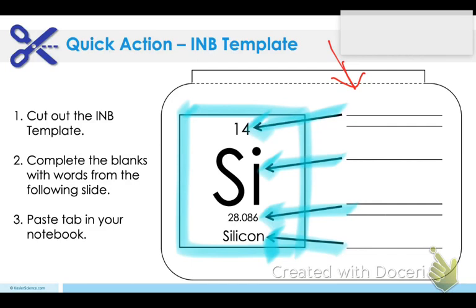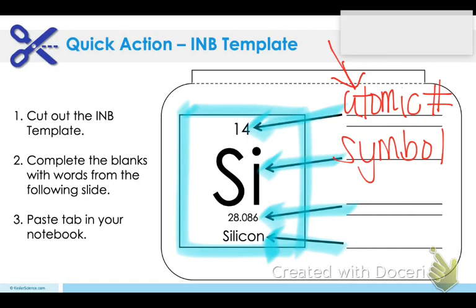Alright, so once you have it filled in, you should have the 14 be the atomic number. The Si is the symbol. 28.086 is the atomic mass. And silicon is the element.